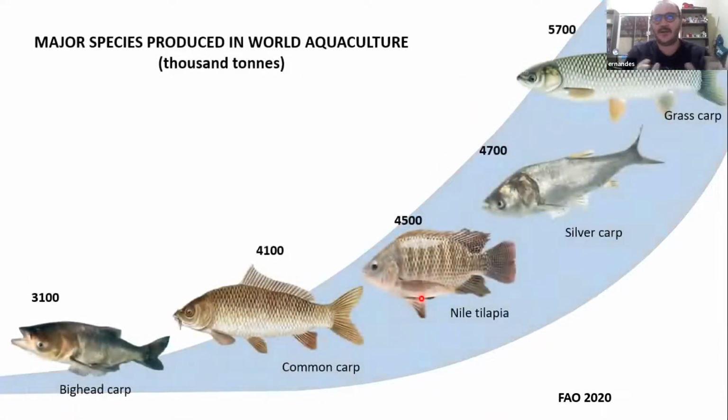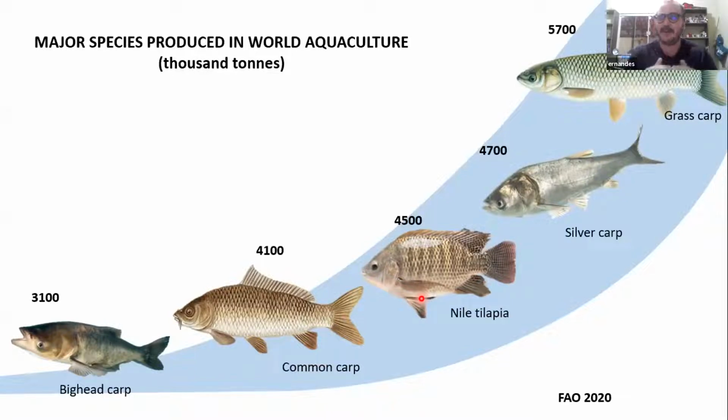And the fish that are mostly produced are carp. When we put all the species of carp together, we have around 37% of the global fish production. And this means that carp is the main fish being produced in aquaculture in the world, right? But only 92 countries reported that they are producing carp.